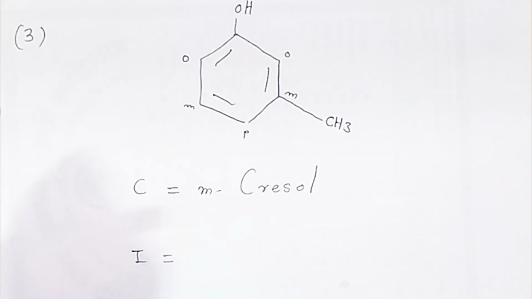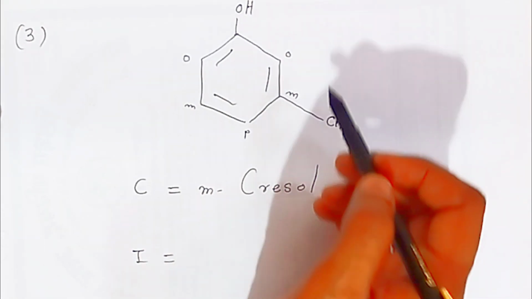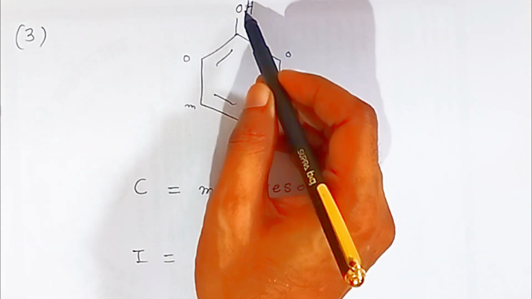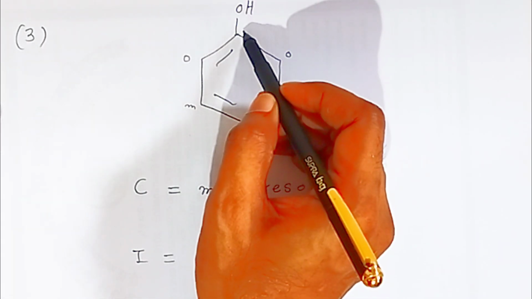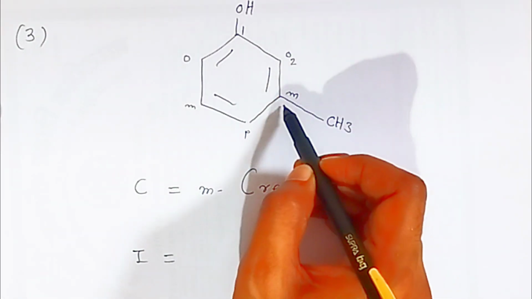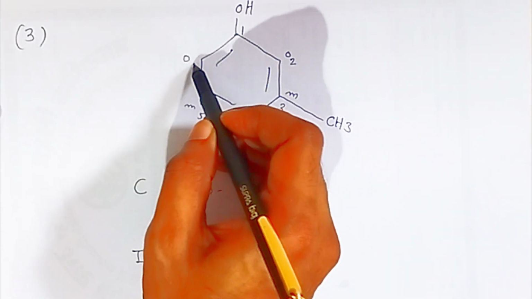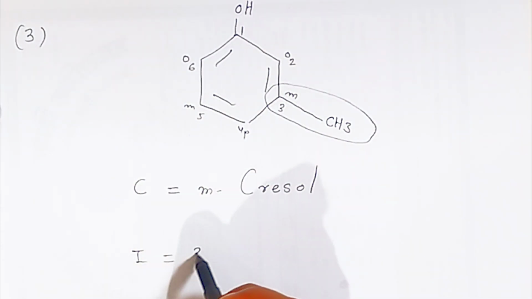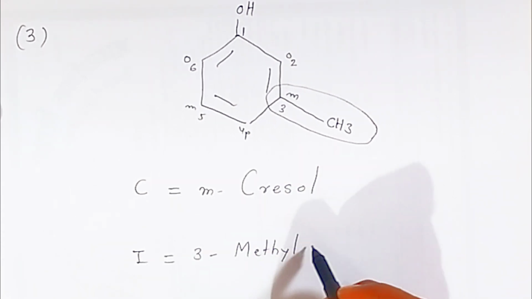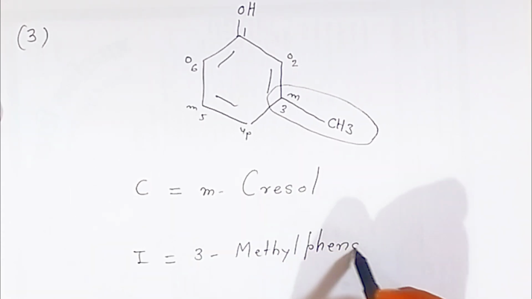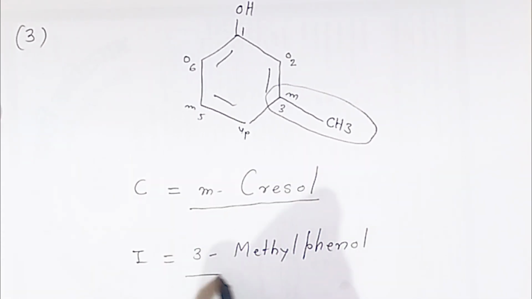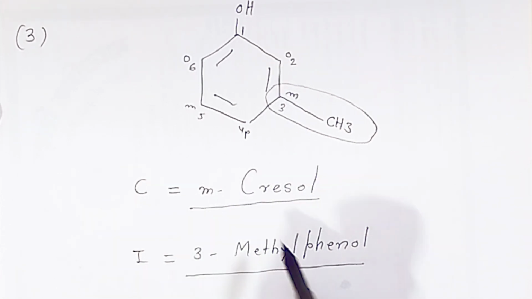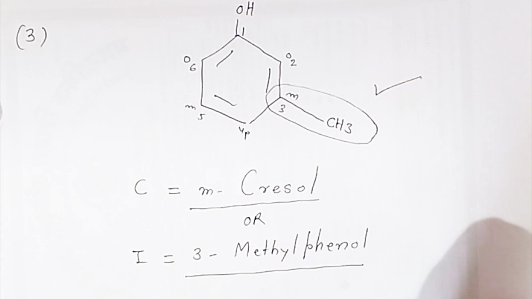What will be the IUPAC name students? For that students, you have to start the numbering. You have to start first carbon where the hydroxyl is attached, that carbon is called as first carbon. This is second, third, fourth, fifth and sixth. So now this methyl is attached to third carbon, so name will be 3-methyl phenol. 3-methyl phenol is nothing but metacresol. So always 3 stands for meta. So this way students, you can name this molecule as M cresol or 3-methyl phenol.